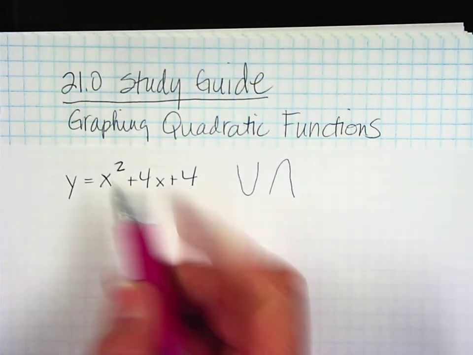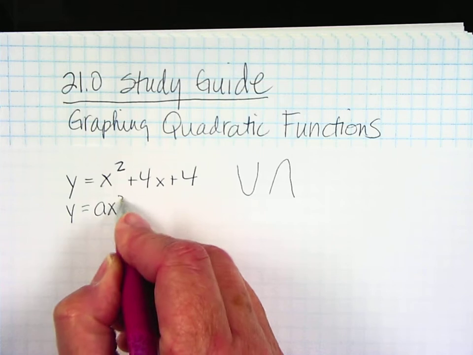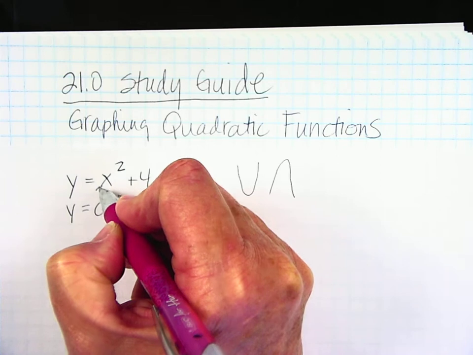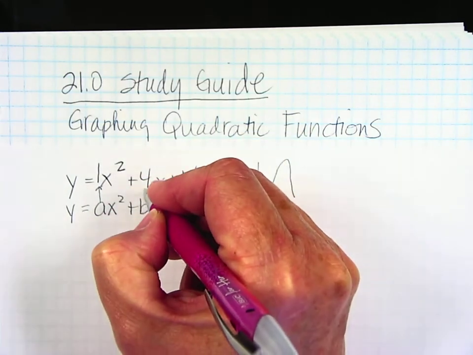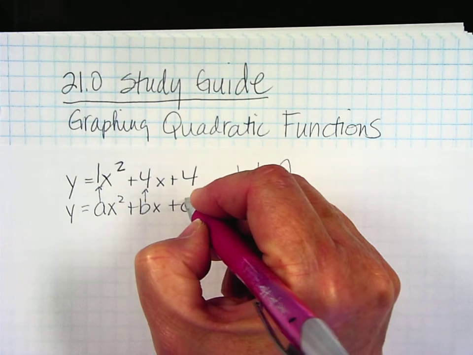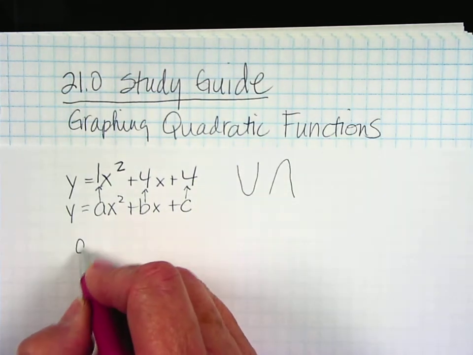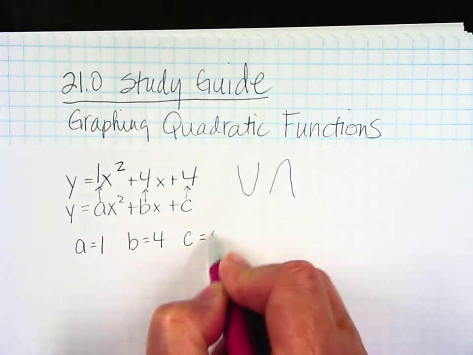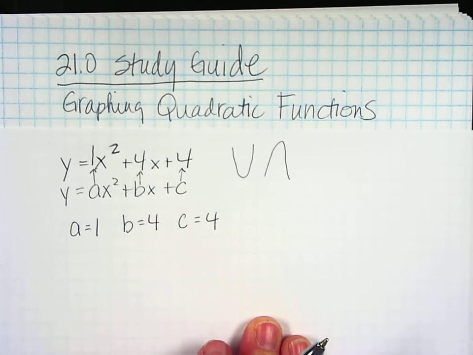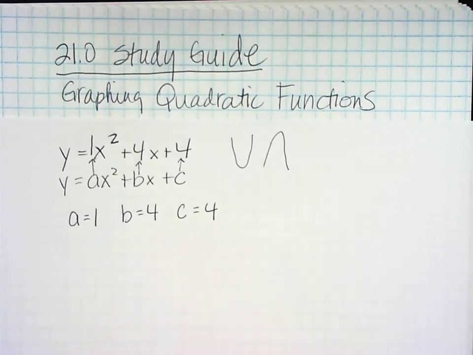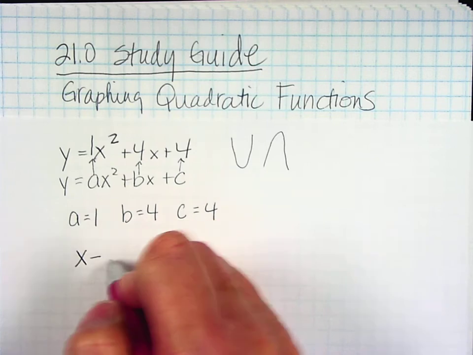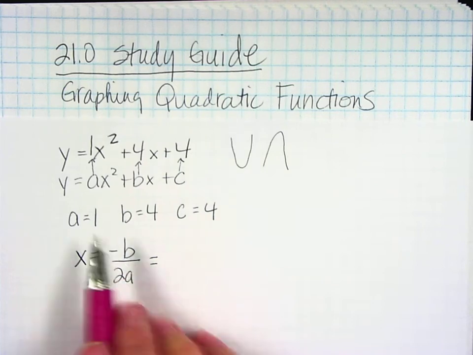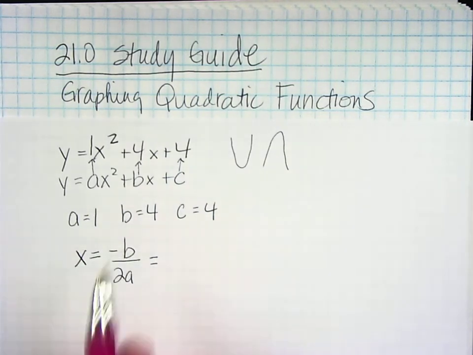I know that this is in standard form because standard form looks like this. So I know that my a value is 1, my b value is 4, and my c value is 4. So a equals 1, b equals 4, and c equals 4. The first thing I'm going to find is my axis of symmetry, and the way I find that is using x equals negative b over 2a. So I'm just going to plug in these a, b, and c terms into this little formula here.